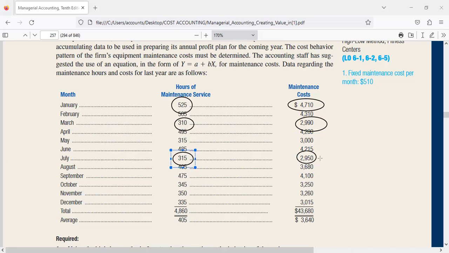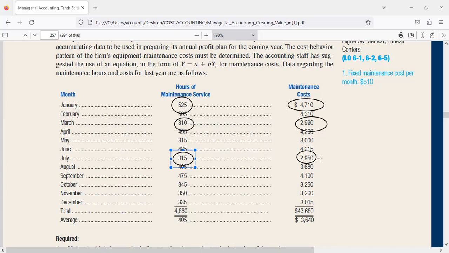So we see that the high or the low levels of cost do not match the high or low levels of activity. So what do we have to do? We have to choose the periods with the highest and the lowest levels of activity and their associated costs.